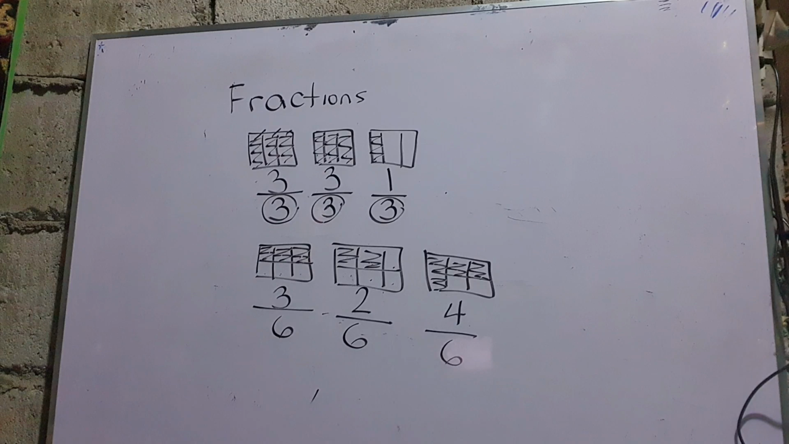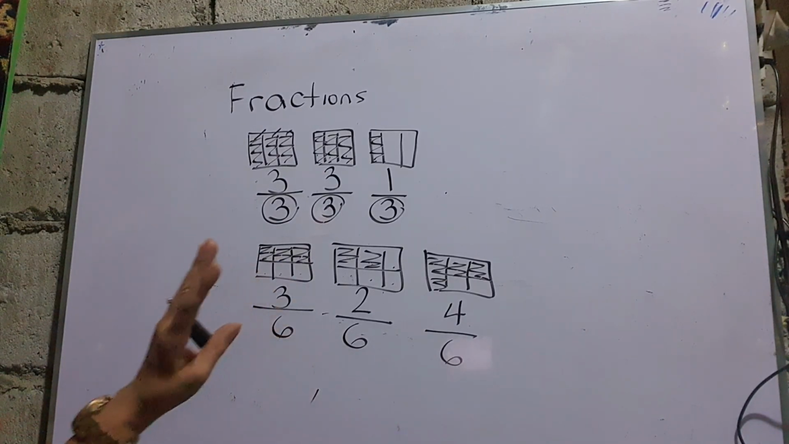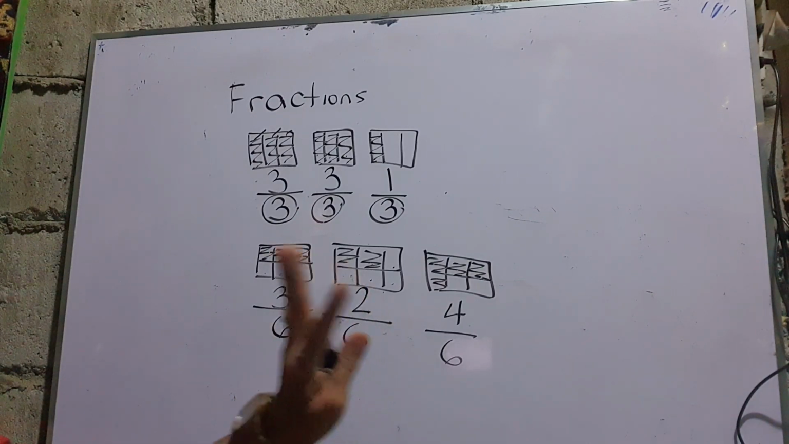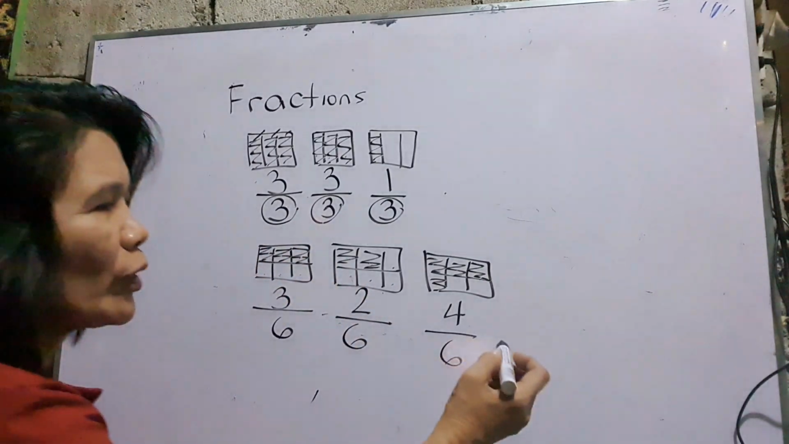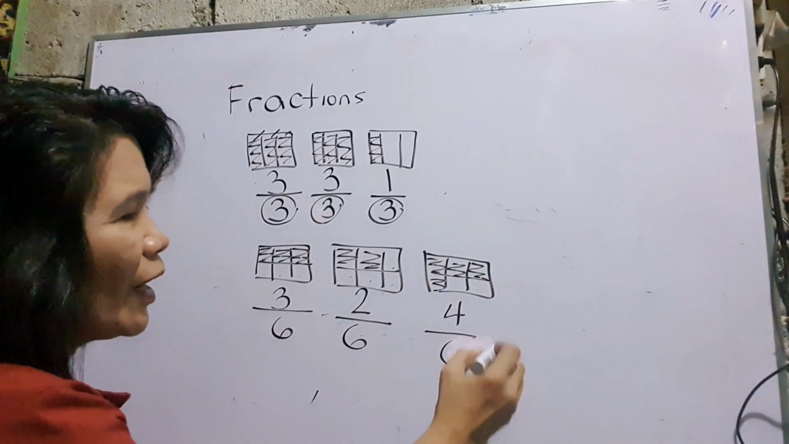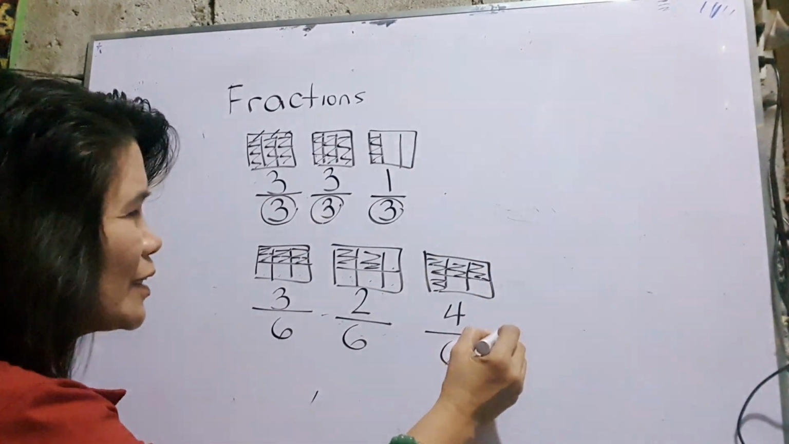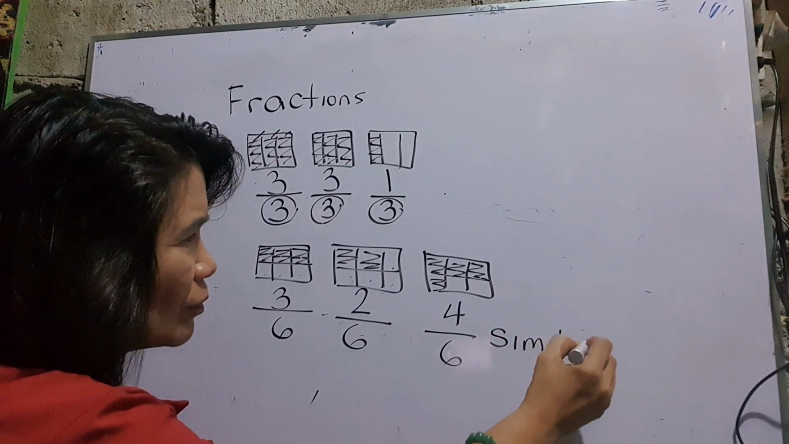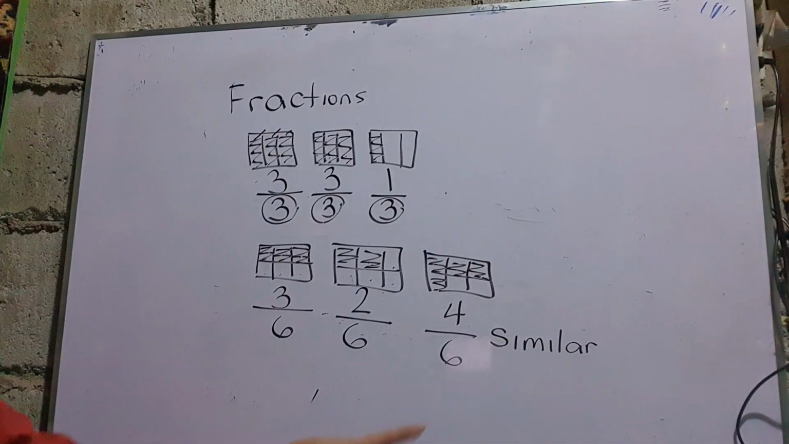So, what have you observed? Kung mapapansin niyo dito, pare-pareho ang kanilang dami. Pare-pareho. They have the same denominators. When you see na ang kanilang denominators ay pare-pareho, this is what we call the similar fraction. Bakit similar fraction? Kasi pare-pareho sila.